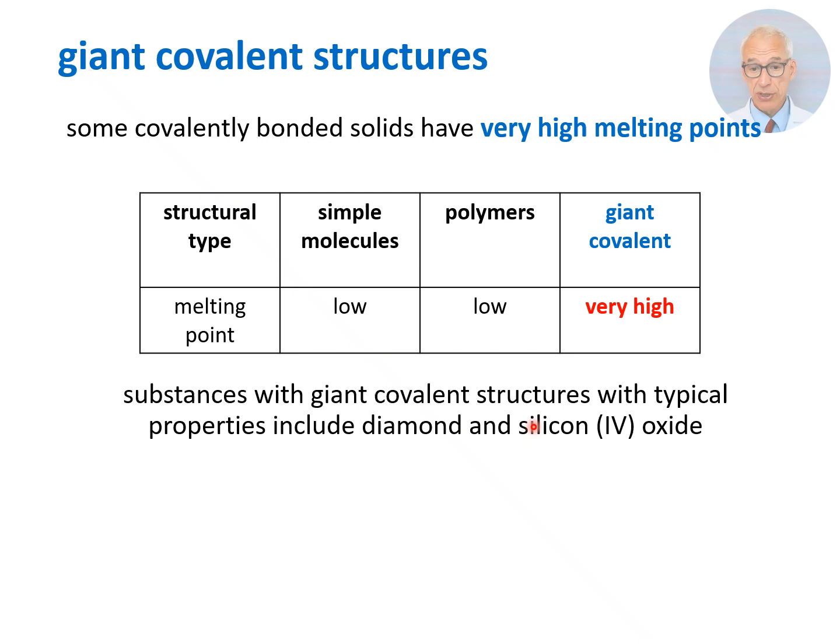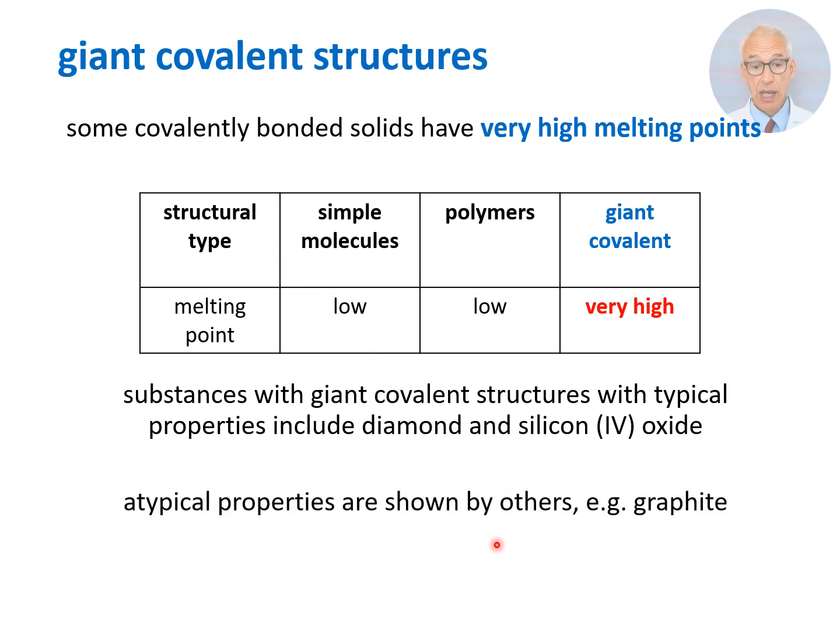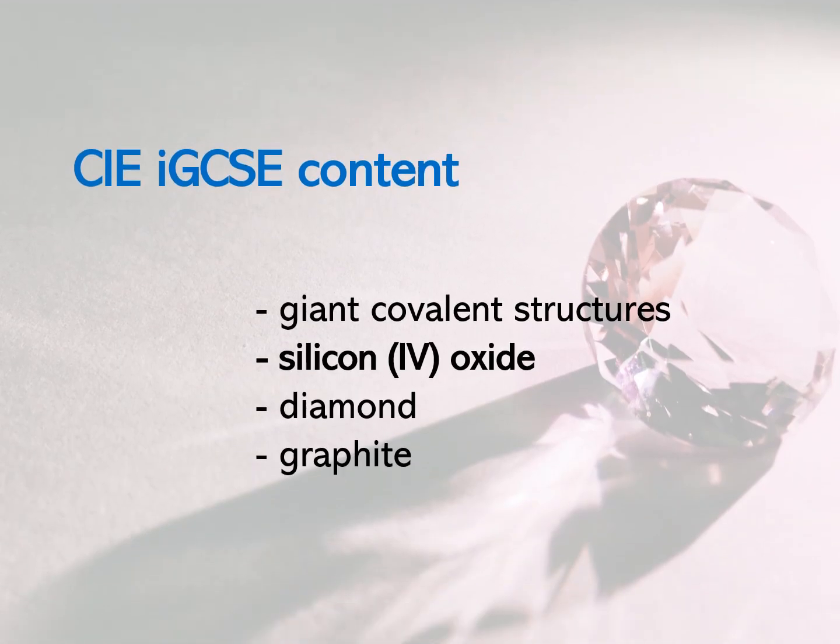Two typical substances with giant covalent structures in the syllabus are diamond and silicon 4-oxide, and we will look at their properties. However, graphite has atypical properties. That is, it shows properties that other giant covalent structures do not show. The first substance we'll look at is silicon 4-oxide.